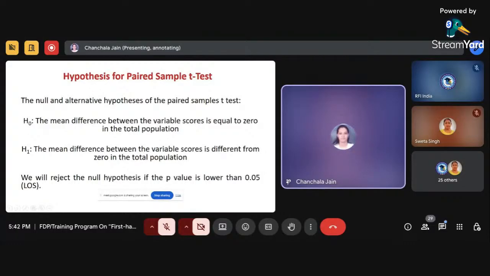Now comes how to formulate the hypothesis in case of paired sample t-test. Generally, we can make our null hypothesis as the mean difference between the variable scores is equal to 0 in the total population, right? Or maybe you can say there is no significant difference in the mean of the variable before and after whatever intervention we are taking. So that way we can make the hypothesis.